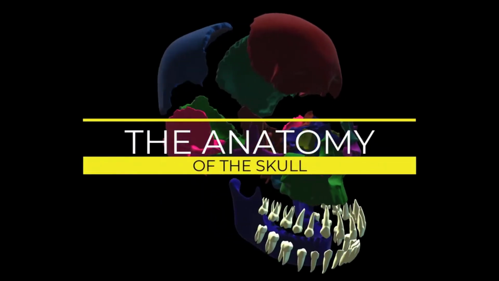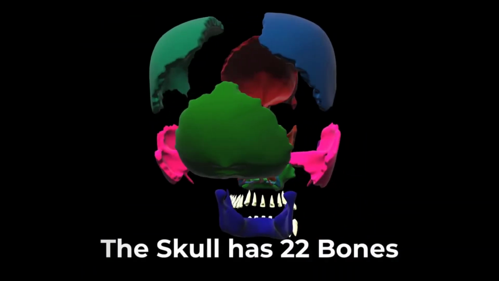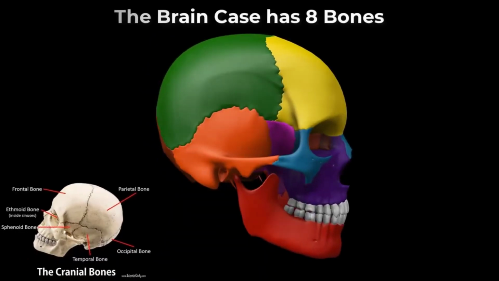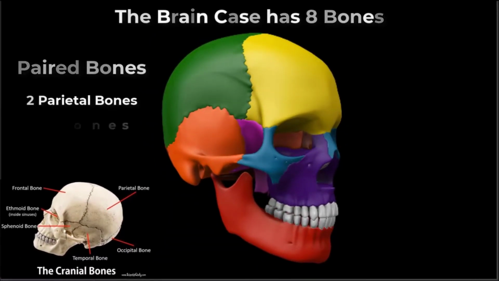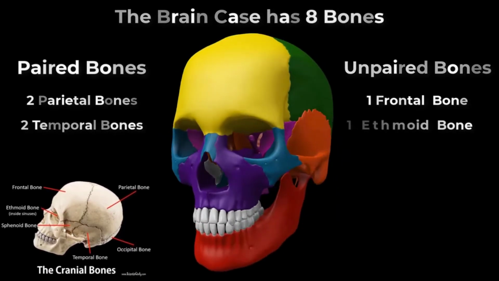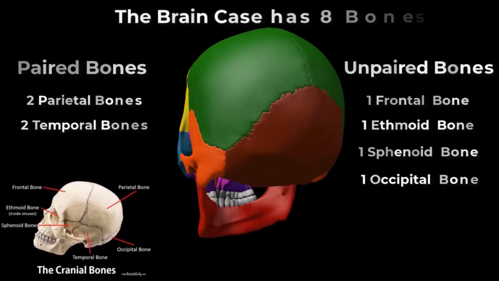The anatomy of the skull. In the adult, the skull consists of 22 individual bones. The brain case consists of 8 bones. These include the paired parietal and temporal bones, plus the unpaired frontal, ethmoid, sphenoid, and occipital bones.